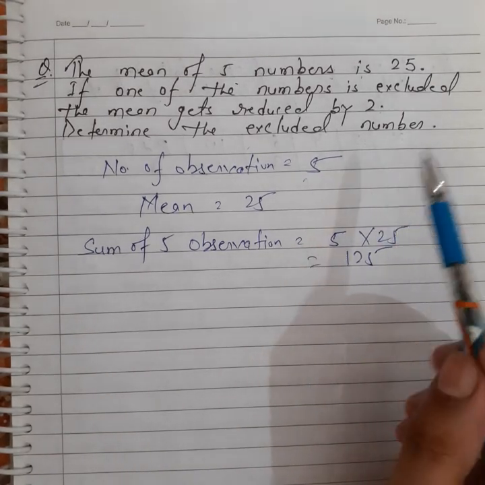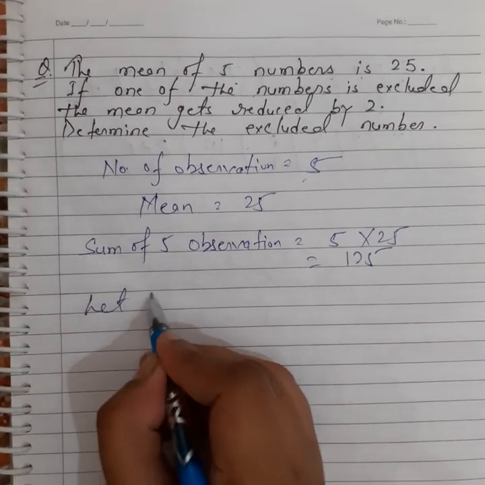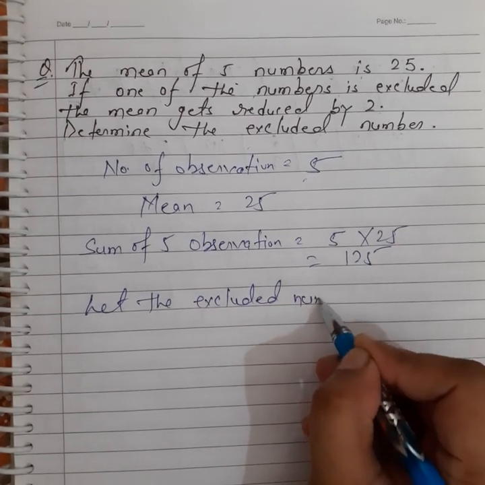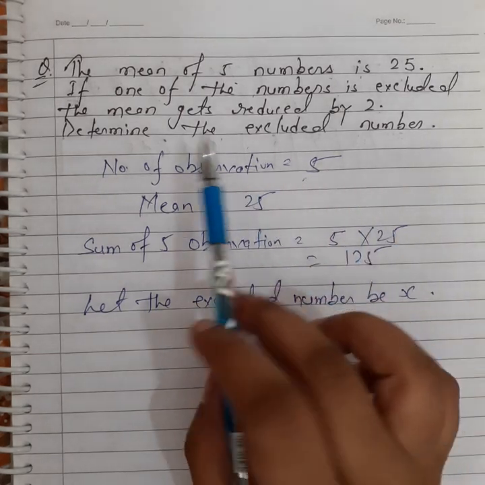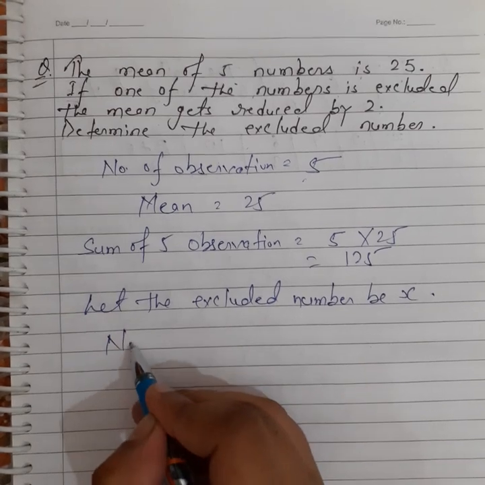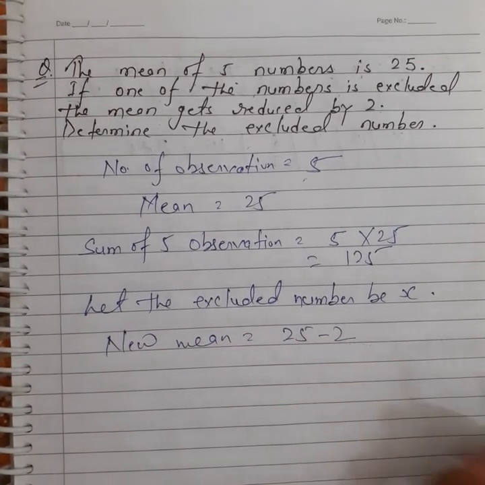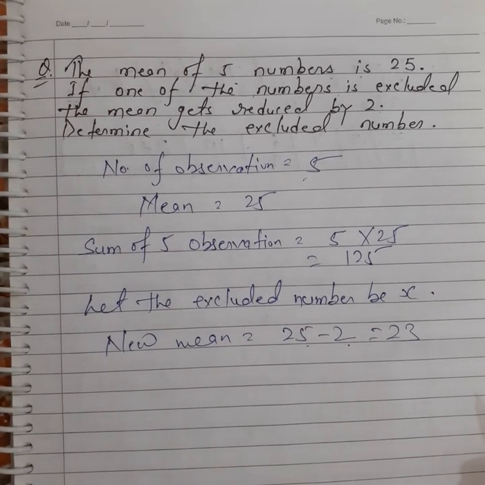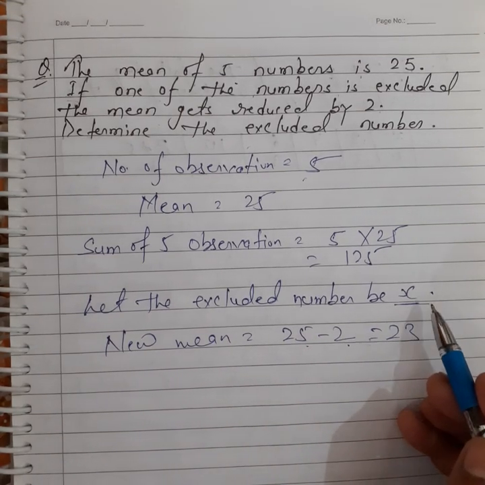Now the question says if one of the numbers is excluded, let the excluded number be x, then the mean gets reduced by 2. New mean is equal to 25 minus 2, because the mean reduces by 2, it becomes 23. Now what do we have to find? We have to find the excluded number, that is x.